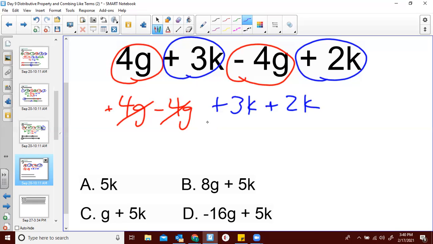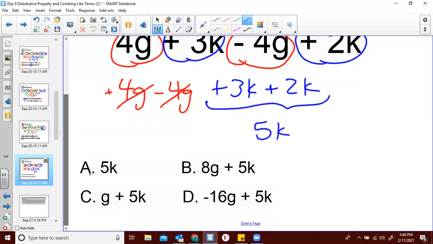All right. And all that leaves me with is this little problem right here, which is going to be 5K. So A is your correct answer. B and D, we really didn't have any issues with. If you picked C, you were thinking that G had to stick around. But again, if you have 4 G's, and then somebody takes your 4 G's, now you have no G's. So there's no need to even write this G.